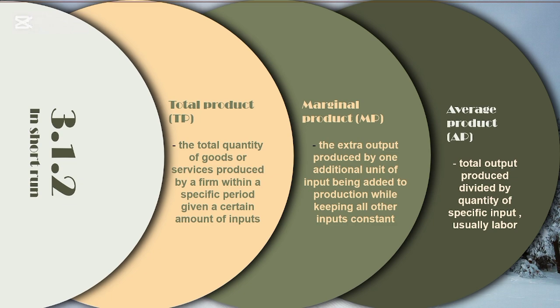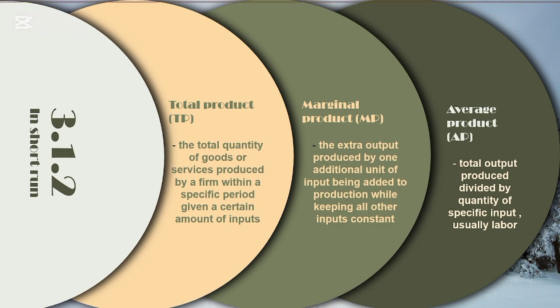Then comes marginal product. Marginal product refers to the addition to the total product when one more unit of a variable factor is employed. It calculates the extra output per additional unit of input while keeping all other inputs constant. So the mathematical formula of marginal product is the derivative of total product with respect to labor.